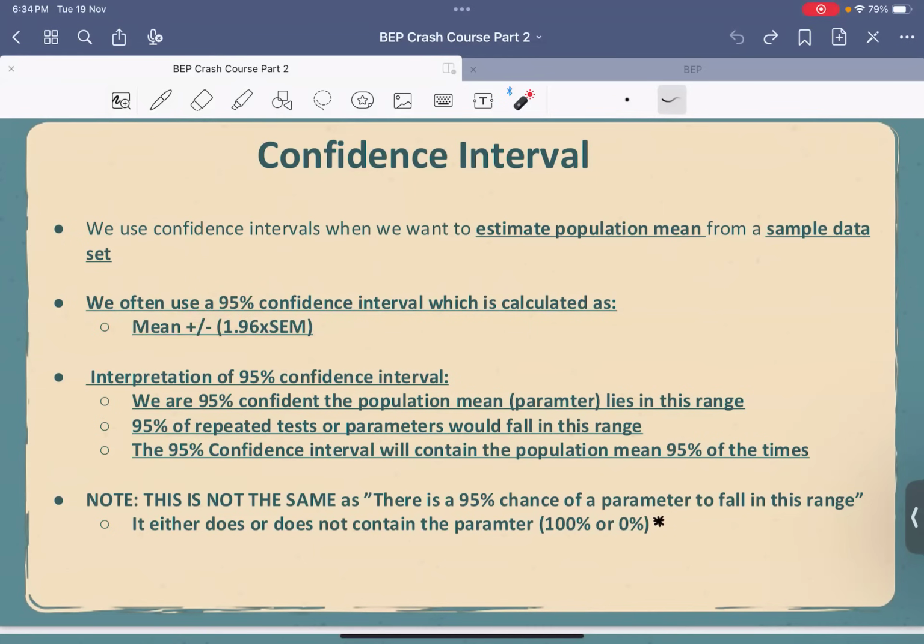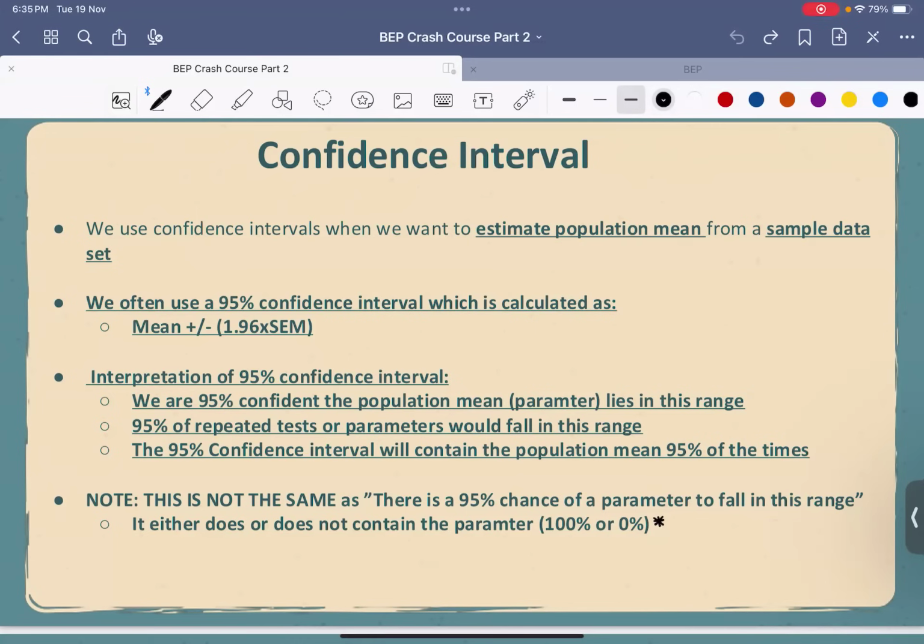Okay, but we'll talk about the calculation later. Let us understand how we interpret the 95% confidence interval. So the interpretation of 95% confidence interval is we are 95% confident that the population mean lies in this range. So because we're generalizing the data from the sample to the population, we can't just say, oh yeah, for sure, that's the case. We say we're 95% confident that the population mean lies in this range, which is an interval. An interval means basically from 1 to 5. This is an interval, okay?